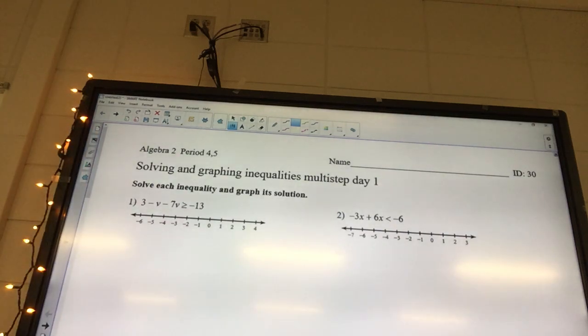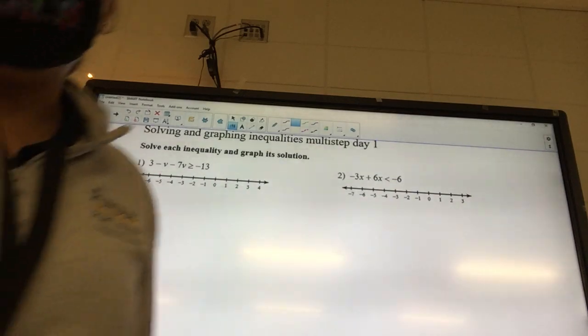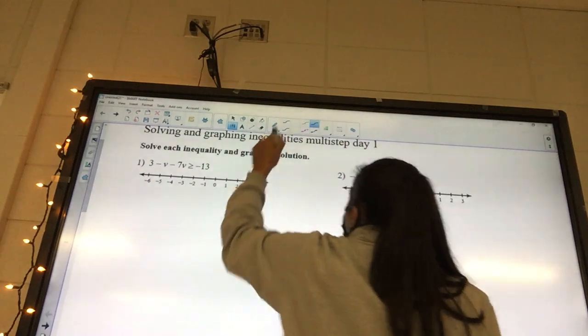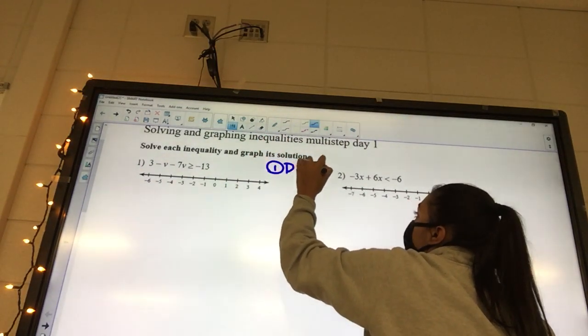Okay, so we're going to solve and graph inequalities today. So if we look at number 1, our steps are going to continuously be the same with these, okay? And I'm going to put an extra step on number 1. It's not going to apply, but it will to the rest. So your first step is going to be to distribute, okay, if you have to distribute.